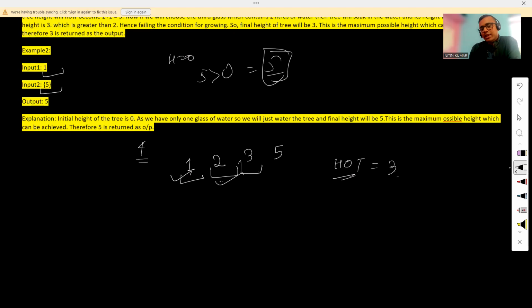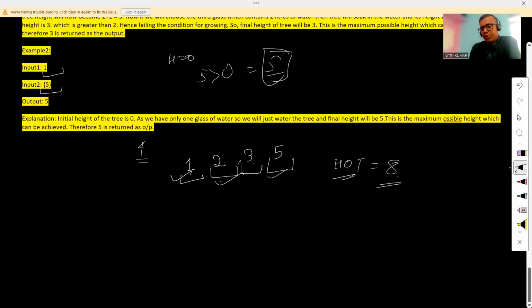Is 3 greater than 3? No, because 3 is not greater than 3. That is correct; it should be strictly greater than 3. So this doesn't give any significant increase in the size of the tree, even after pouring this water to the tree. Now go for the 5 one. So yes, 5 is definitely greater than the height of the tree, so it will affect the height of the tree. Our new height of the tree will be 8.